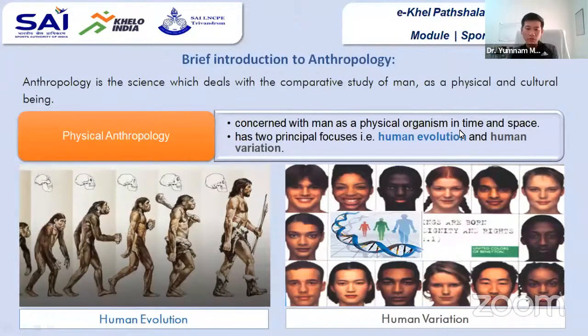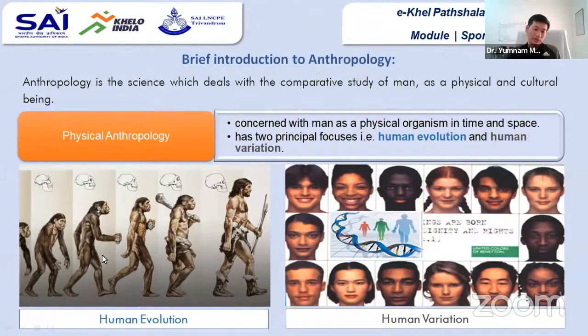That is human evolution, how man has evolved, and human variation. Why do people from different parts differ from each other? You will find different structure and variation among populations. European populations are different, Mongoloid populations, African populations, Asian populations. You will find that. So why this human variation exists, and how man has evolved.